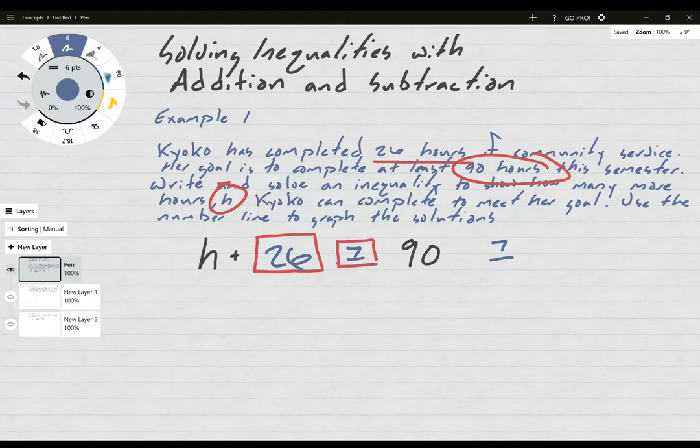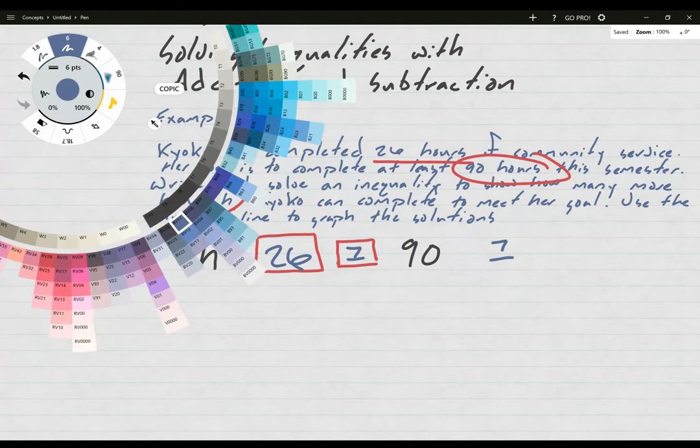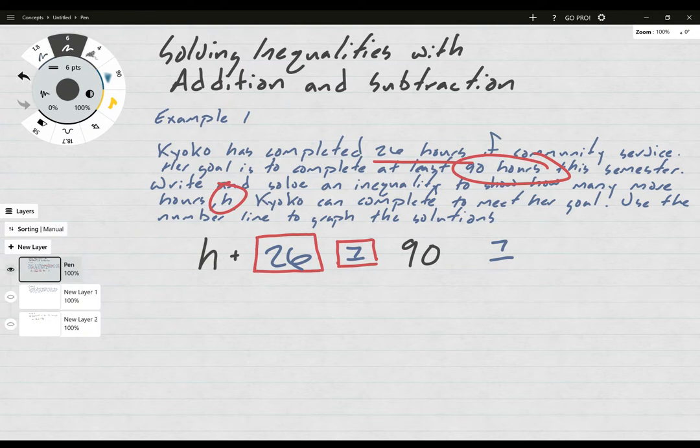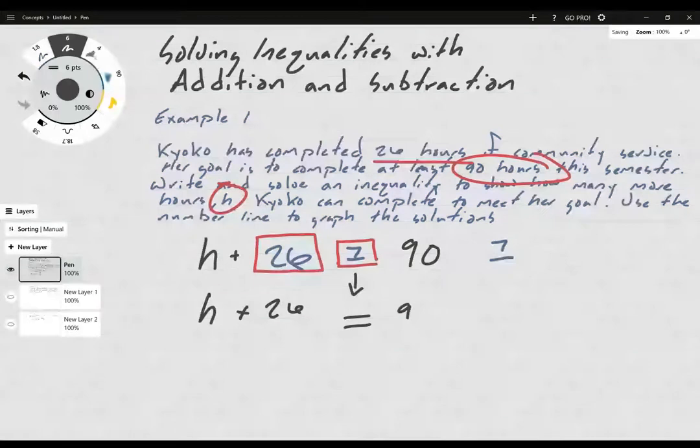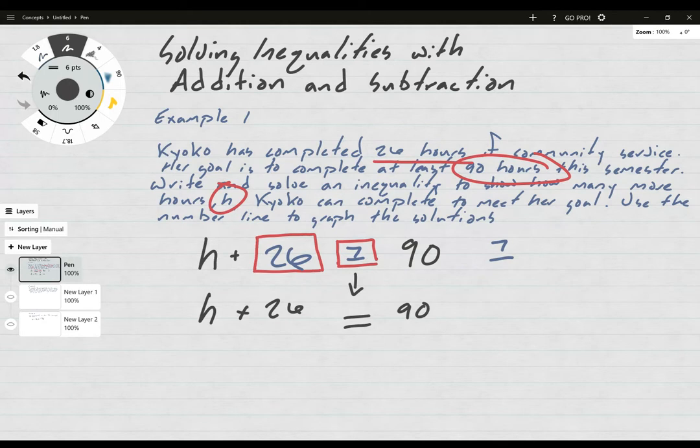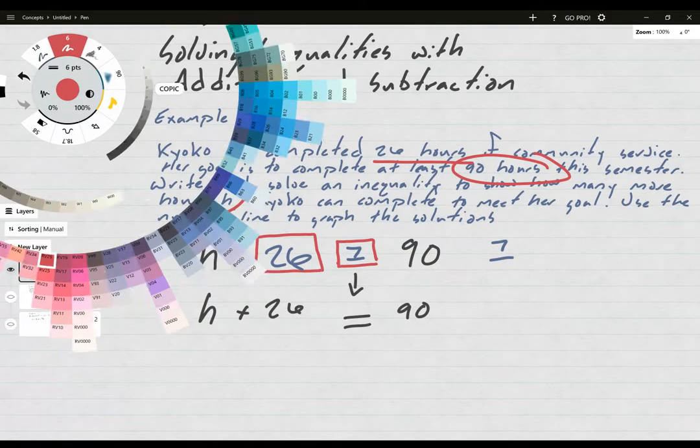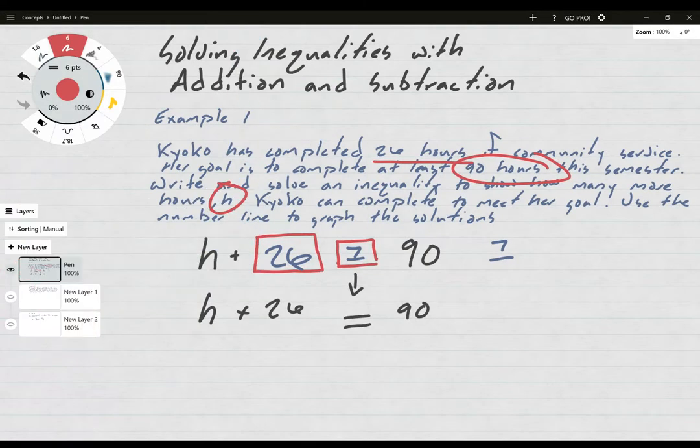We're going to change our inequality to an equation. To do that, I'm just going to take my inequality sign and change it to an equal sign. So now I have h plus 26 equals 90. Now that I have my equation, I'm just doing a one-step equation to find my missing amount. When I'm solving an equation, whatever I do to one side, I have to do to the other, using our inverse operations, because I'm trying to get the h by itself.